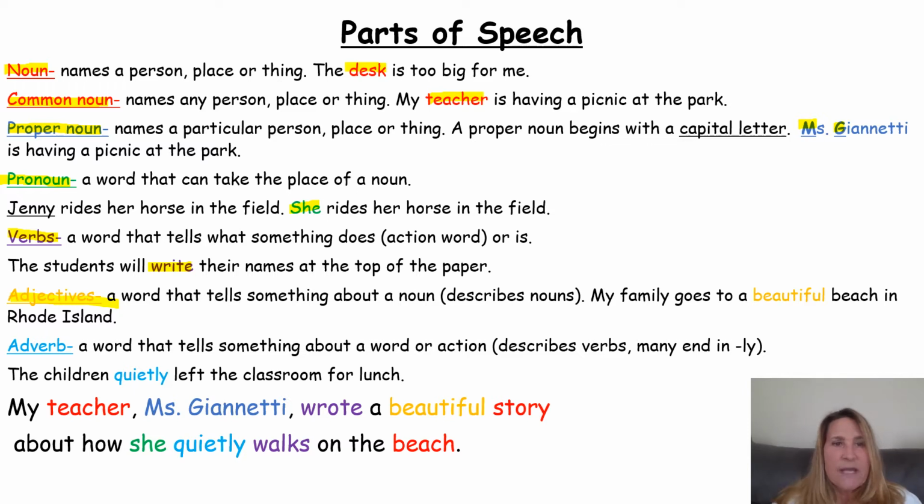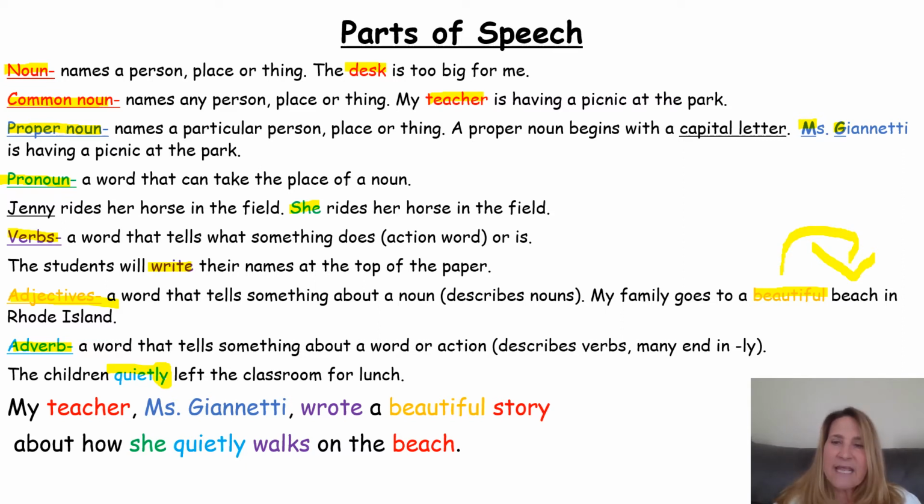Adjectives are words that tell something about the noun. They describe nouns. My family goes to a beautiful beach in Rhode Island. Beautiful describes beach. Beach is the noun. An adverb is a word that tells something about a word or action. It describes verbs, and they mostly end with ly. The children quietly left the classroom for lunch. Notice the ly. Adverbs describe verbs.